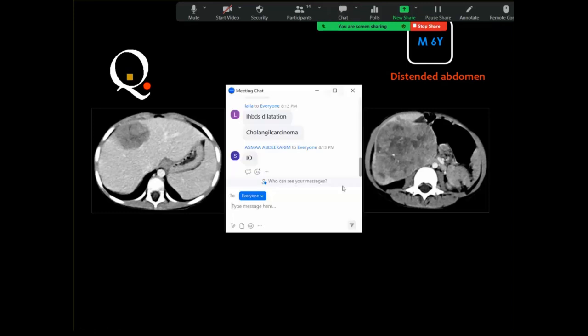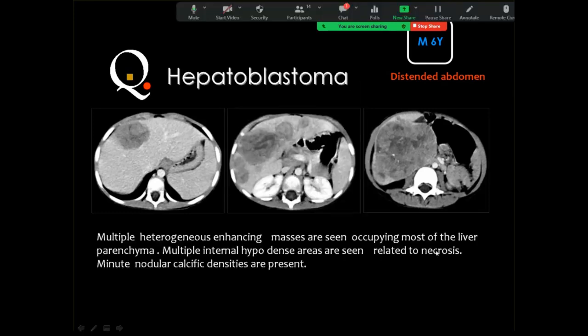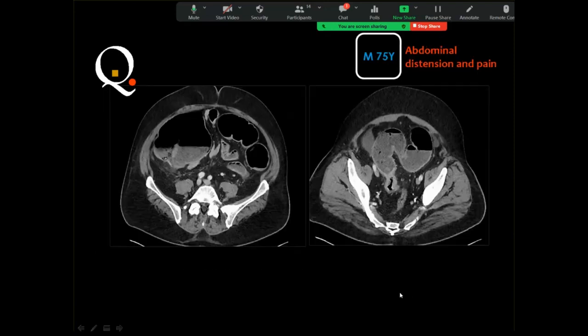Hepatoblastoma. Yes, right. And the answer is right. This is hepatoblastoma, and the age is relatively well fitting with the diagnosis. You got a solid mass in the liver of a child, and this solid mass may be single or may be multiple, as you can see here, and the mass may contain calcium. All these criteria are good for hepatoblastoma.